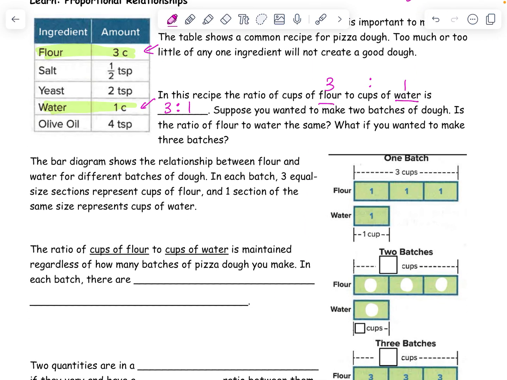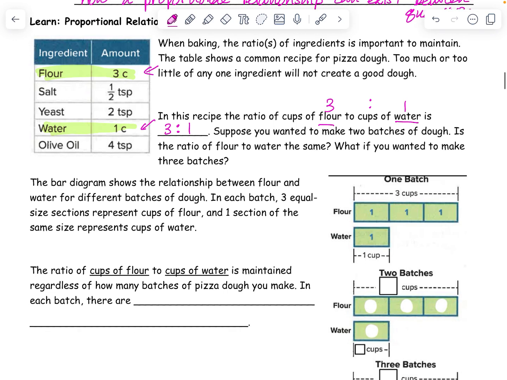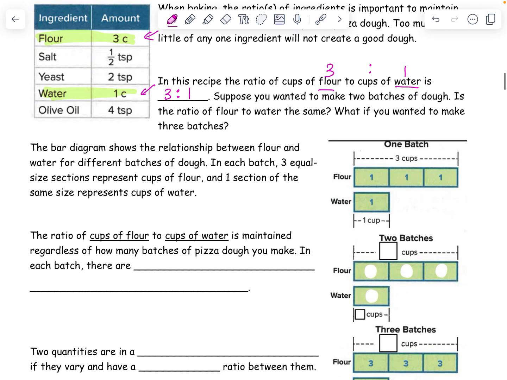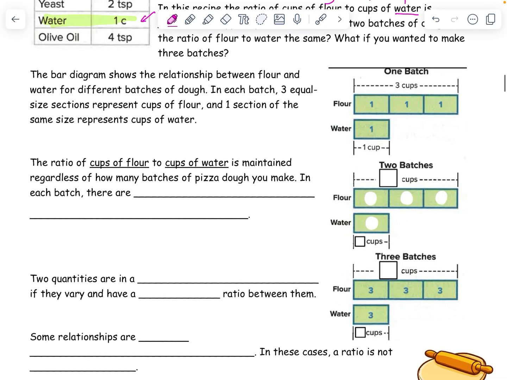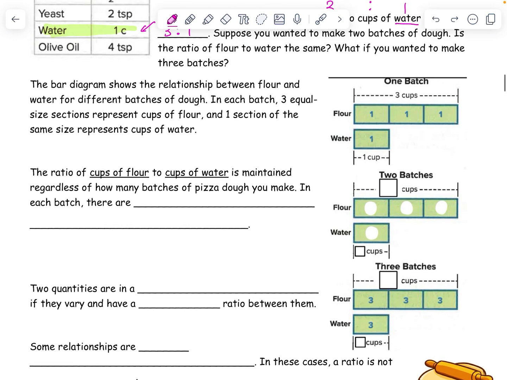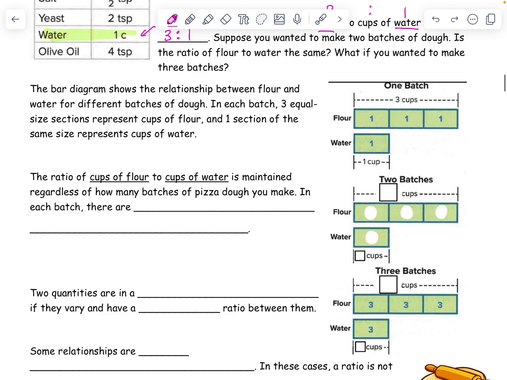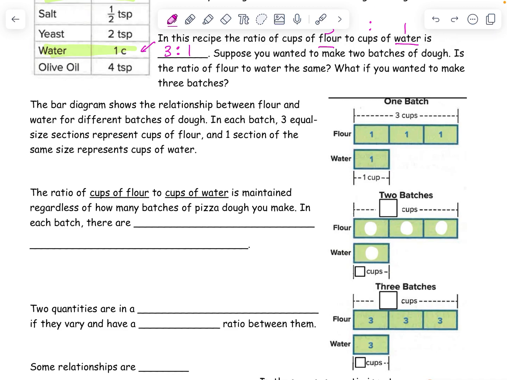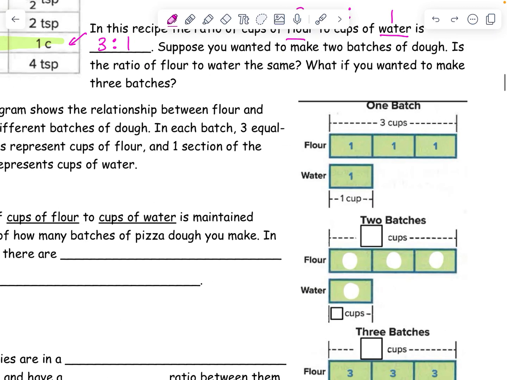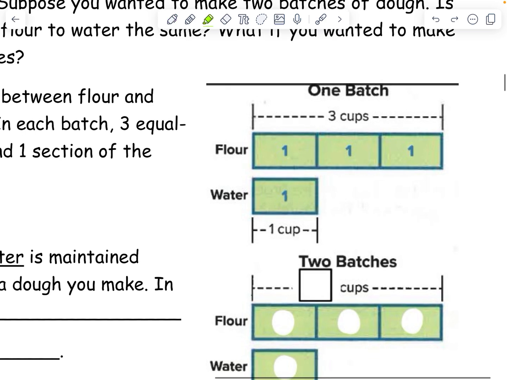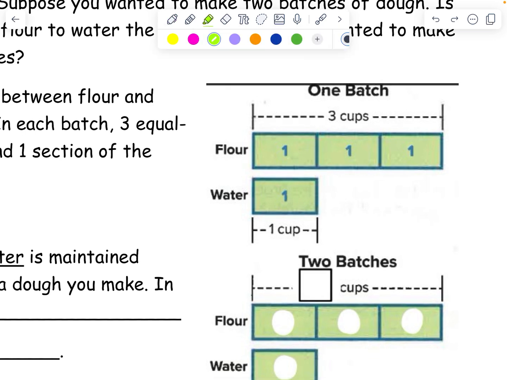Suppose you wanted to make 2 batches of dough. You're making 2 pizza doughs. Is the ratio of flour to water the same? What if you wanted to make 3 batches? We're trying to examine that and see if it's going to be the same. So we are going to look at these bar diagrams to show the relationship between the flour and water for different batches of dough. In each batch, 3 equal size sections represent cups of flour, and 1 section of the same size represents cups of water.